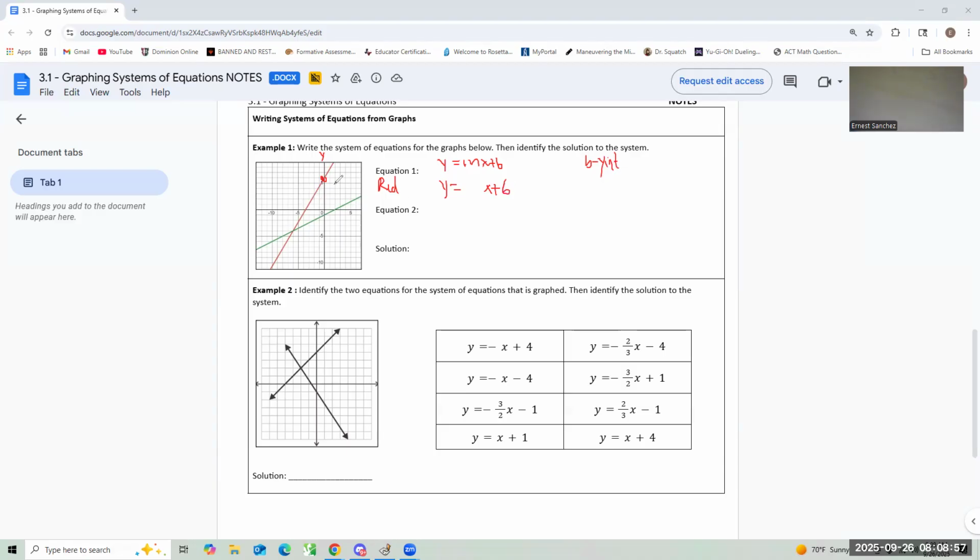Now I can get another point anywhere that's on an intersection. We have to look carefully to make sure it's perfectly on an intersection. I think this one is right here. And we've got to do rise over run. So I'm going to go up 1, 2, 3, 4, 5. That's my rise, and my run is 1, 2, 3. So 5 over 3. There's my red equation.